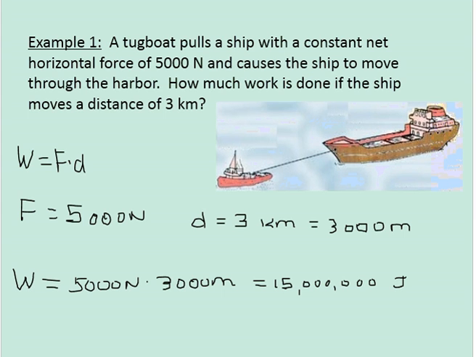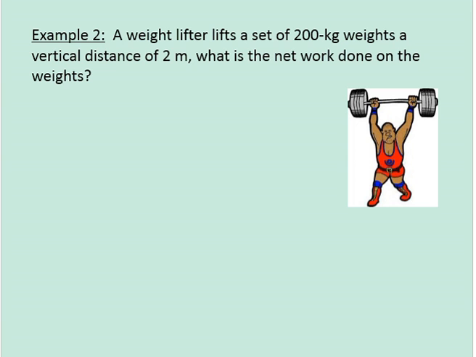Okay, let's look at a problem where we actually change the position vertically. We lift something. So here we have a weightlifter that lifts a set of weights a vertical distance of 2 meters, and we want to know the work done on the weights. Well, again, we have to ask ourselves, is there actually work being done? Is there a force being exerted? Well, yes. The weightlifter is exerting a force that pushes the weights upwards. Is there a displacement? Yes, they move upwards 2 meters. Is that motion a result of the force being exerted? Yes. So there must be work being done.